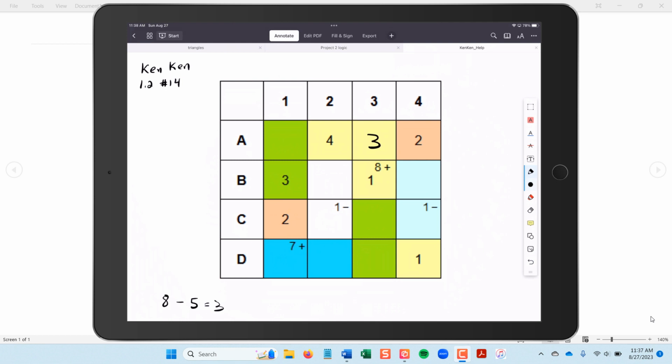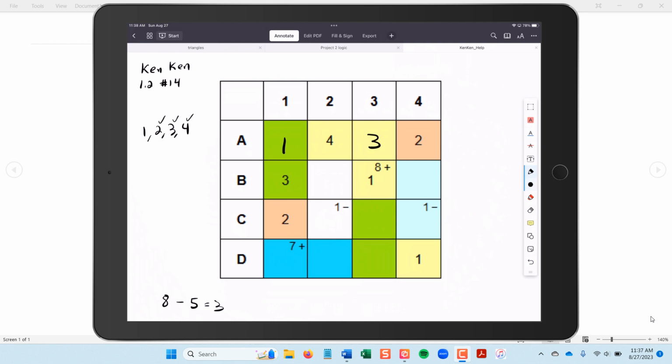Now notice what that gives me across the top. I have 4 spots in the top, but I know 3 of them. I already know 2, 3, and 4. Remember, each row and each column has to have 1, 2, 3, and 4. And it already has the 2, 3, and 4, so it's missing a 1.